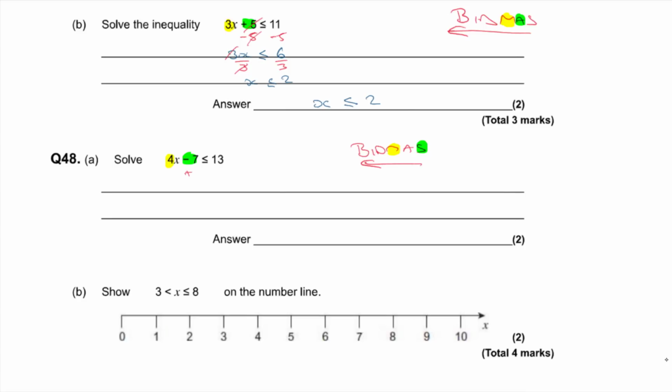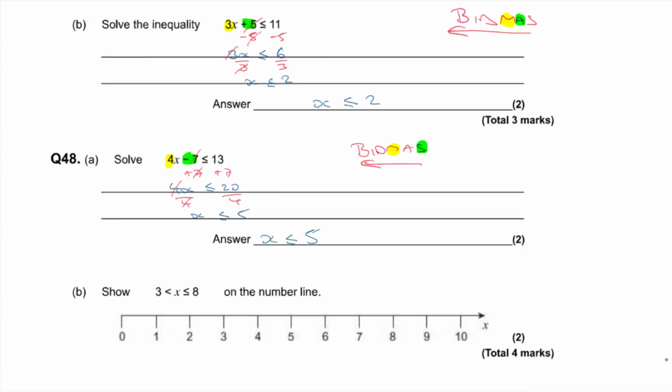So the opposite of subtracting is adding. Add 7 to both sides, they're going to cancel. That's going to leave me with 4x is less than or equal to 20. Dividing both sides by 4, that's going to leave me with x is less than or equal to 5.